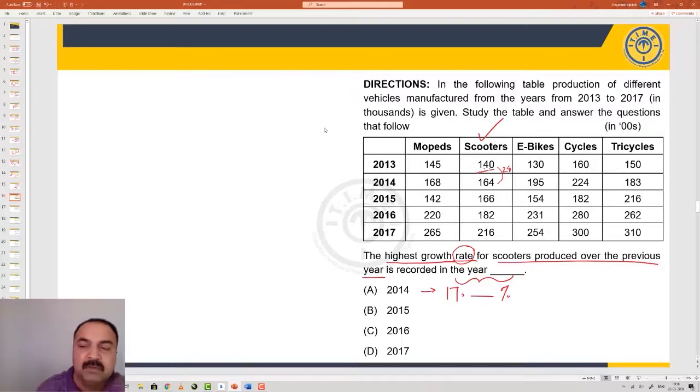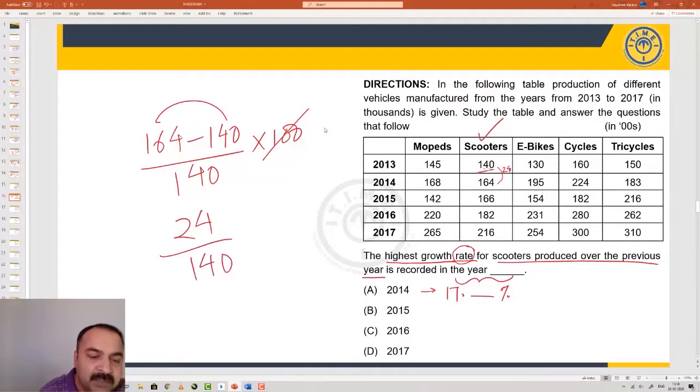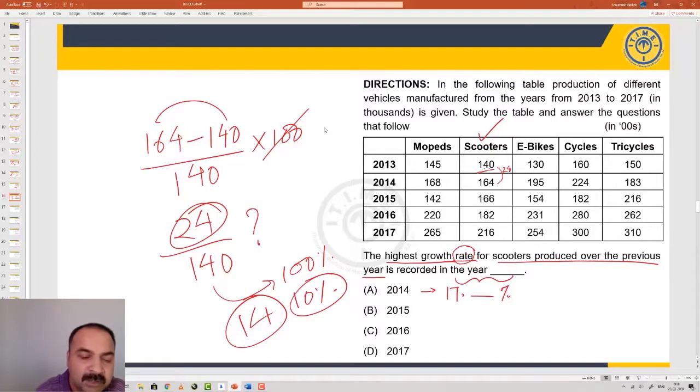So what have we done out here for scooters? We have said 164 minus 140 divided by 140 into 100. And into 100 will happen for everybody, so we are ignoring that. So this growth is 24. 24 over 140 is what percentage? That is the question. So if 140 is 100%, then 10% is 14. So out of 24, 14 part is 10%. What about the remaining 10?